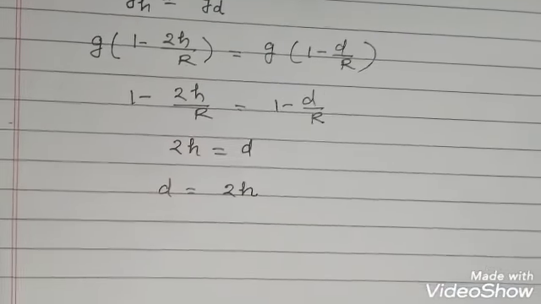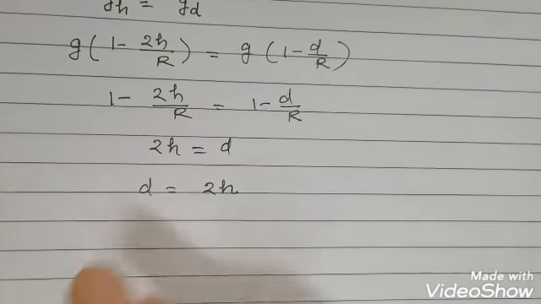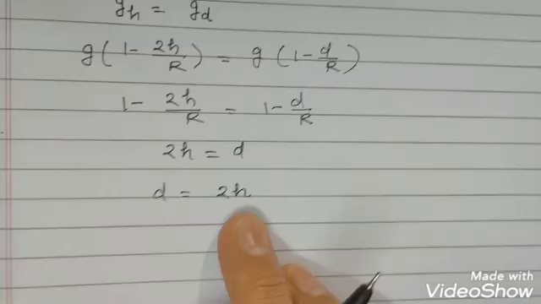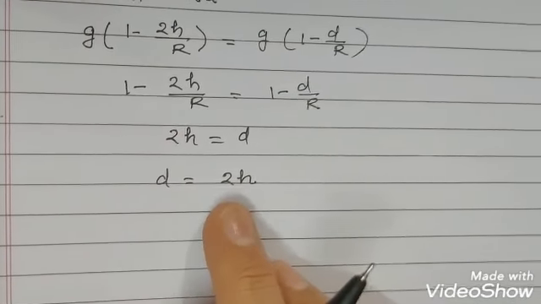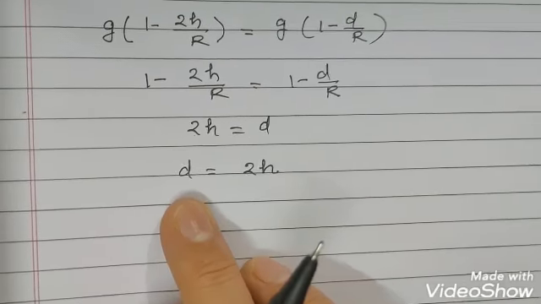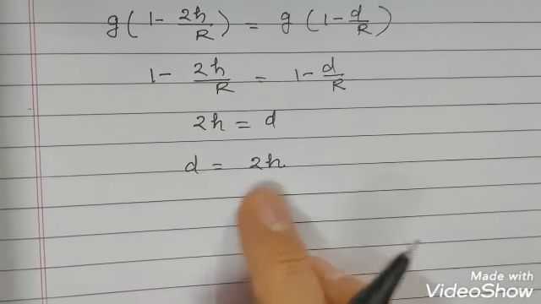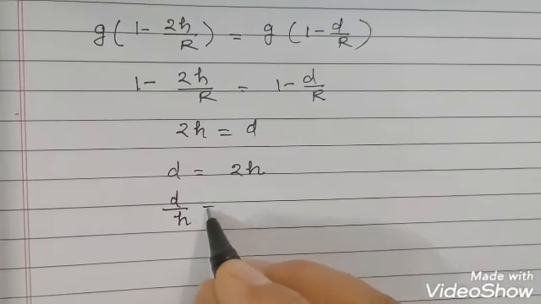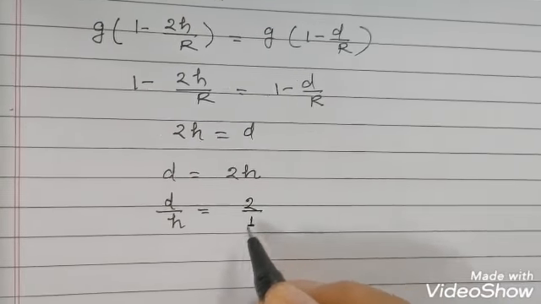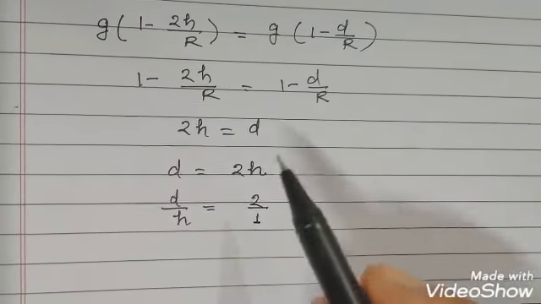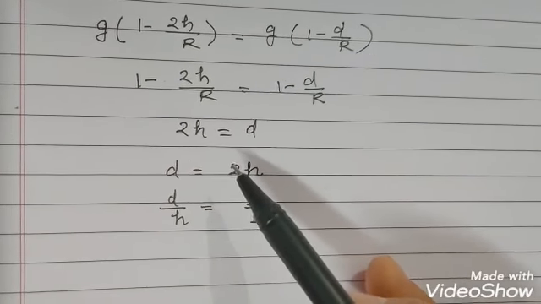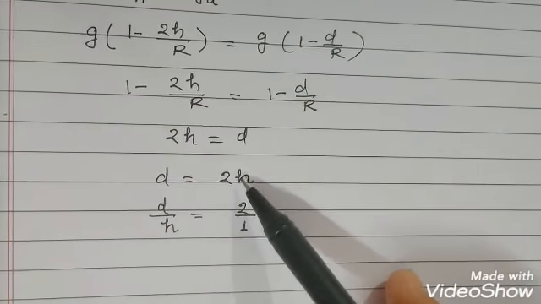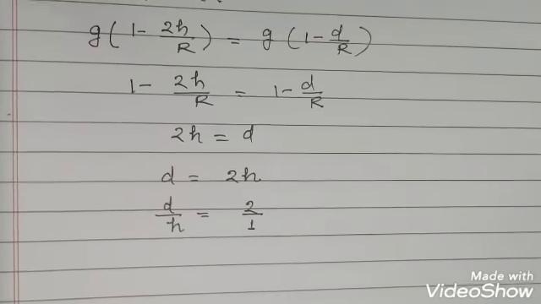The meaning is that if you take the object to depth d, or if you take the object up to twice the height, 2h, it is just equal to the depth of the object. In that situation you will find the ratio d upon h is 2:1. So in acceleration due to gravity you will find a similar change when you take the object up to depth d or when you take the object up to height 2h.